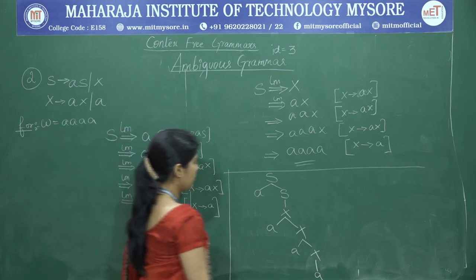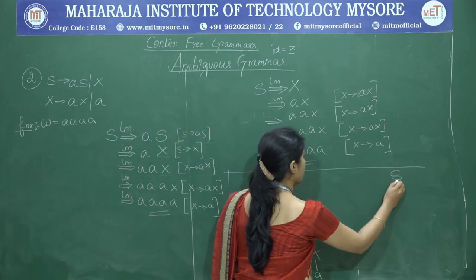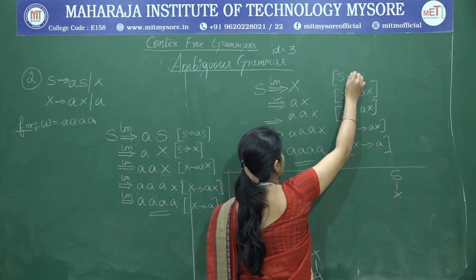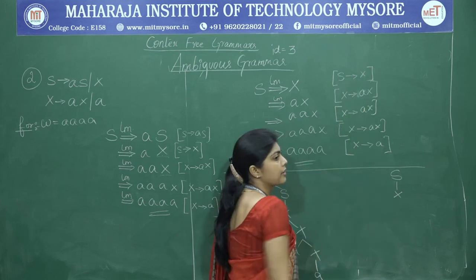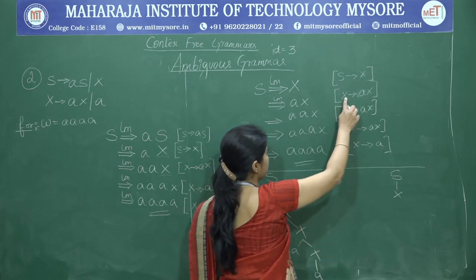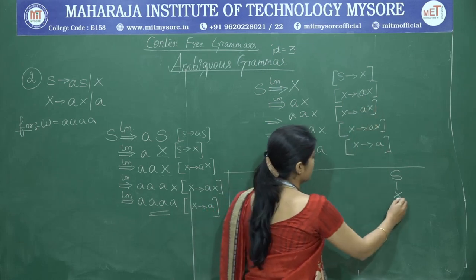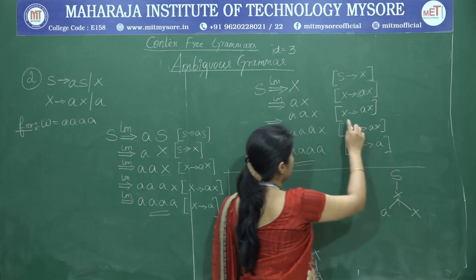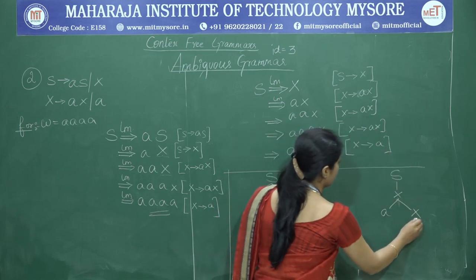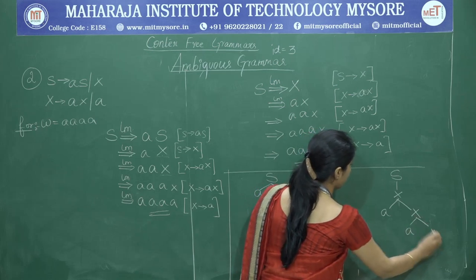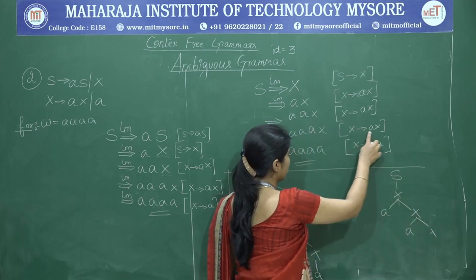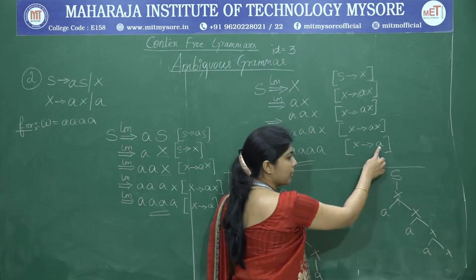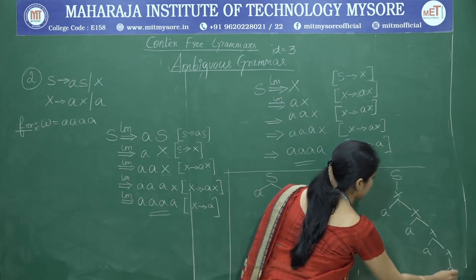Now we will write the second parse tree. S is replaced with X. The very first production that we have used is S goes to X. Next, we have replaced X with AX. Then again X is getting replaced with AX, two branches, one for A and one for X. And again X is getting replaced with AX, so again A and X. Finally X is getting replaced with A.